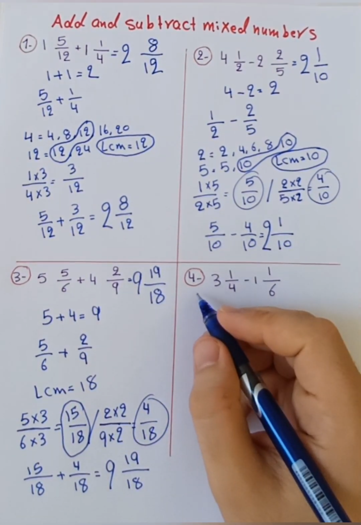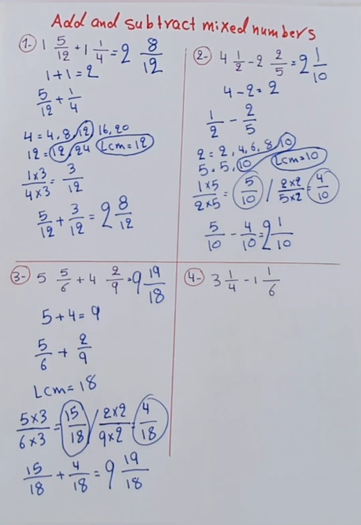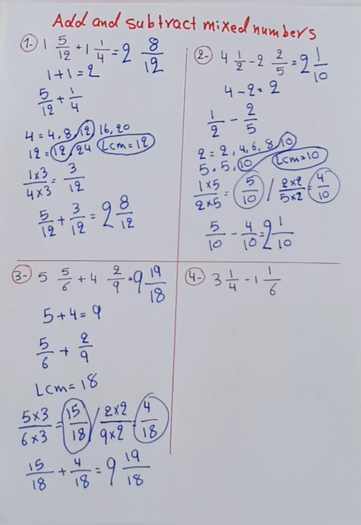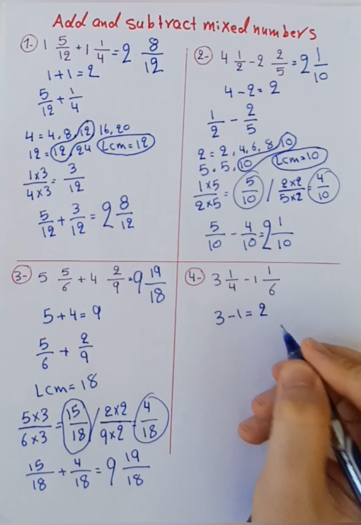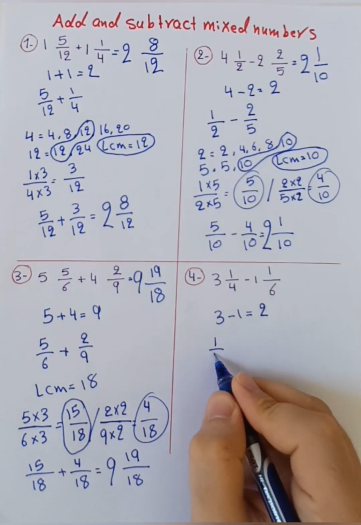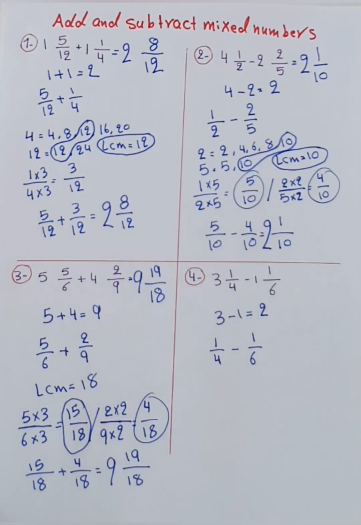After that, example number 4: we have 3 and 1 out of 4 minus 1 and 1 out of 6. We have subtraction. We have to subtract the whole numbers first. 3 minus 1 equals 2. And then the fractions: we have 1 out of 4 minus 1 out of 6.